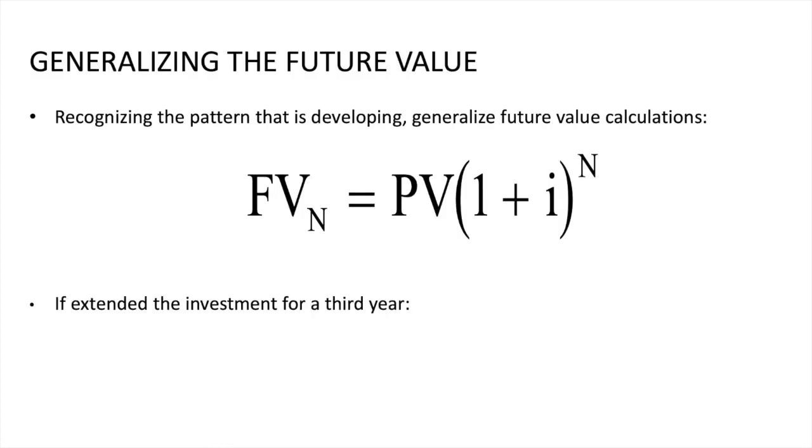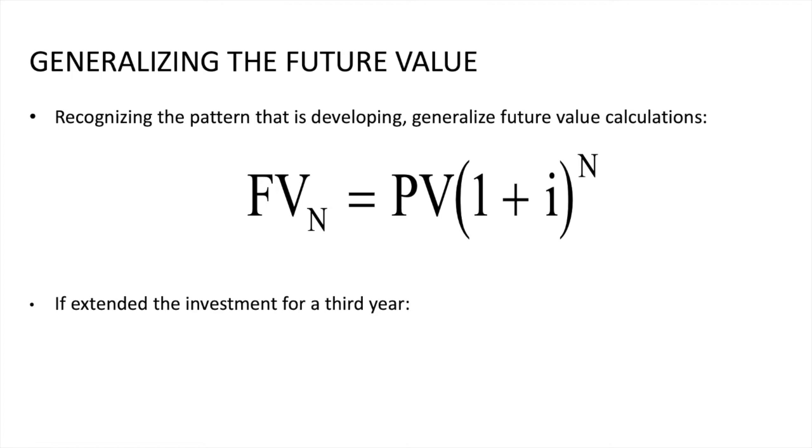So if we generalize that future value formula, we can see that the future value of an investment is the exact same formula as the compound interest rate. That is, reorganizing this pattern that is developing, we can generalize the future value calculations as the future value in some number of years, so sub n, capital N, is equal to the present value of the investment multiplied by 1 plus the interest rate to the exponent for the number of years of that investment.